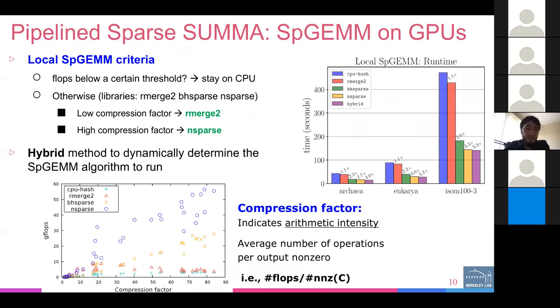There are two important criteria in selecting how to perform the multiplication. These two metrics are flops and the compression factor. The flops metric is just used to decide whether to perform the multiplication on GPU or CPU. If there are not enough arithmetic operations to saturate the GPU threads, we perform multiplication on CPU. Otherwise, we perform it on GPU by selecting an appropriate library according to the compression factor. The compression factor is the average number of operations per output non-zero, and it indicates the arithmetic intensity.